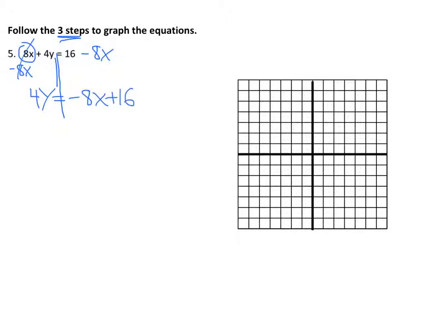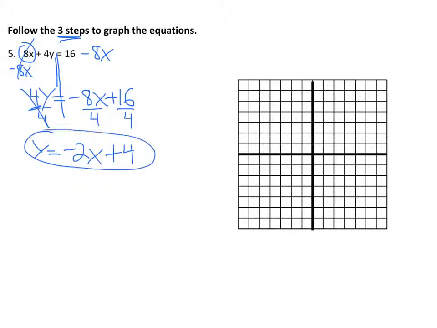Then we almost have y by itself. We have to get rid of this 4. Since it's 4 times y, to get rid of it, we're going to divide by 4. That goes away. We get y by itself. And I'm going to divide everything on the right side by 4. So then this negative 8 divided by 4 is negative 2. So that's negative 2x. And then 16 divided by 4 there, that's 4. So that just becomes plus 4.